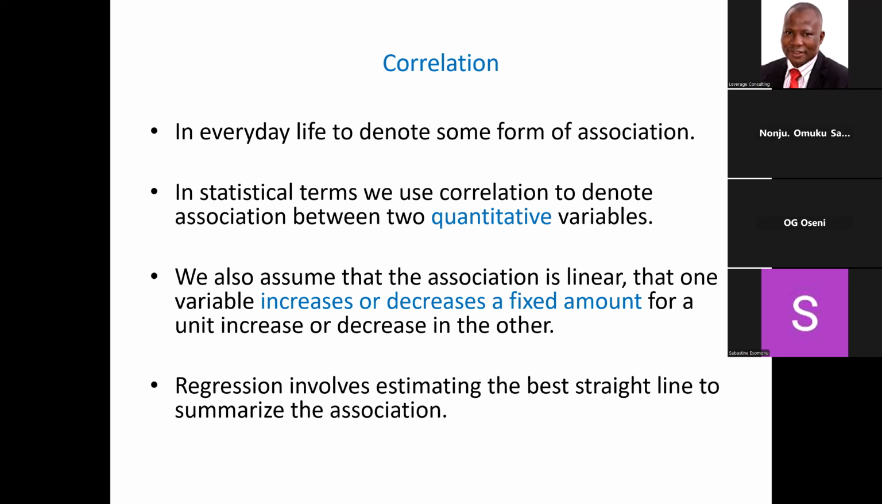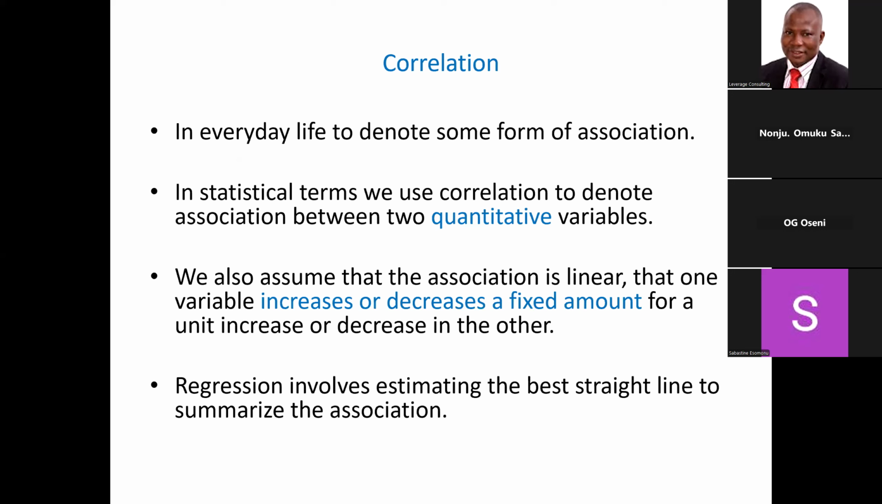In everyday life, we use correlation to denote some form of association. In statistical terms, we use correlation to denote association between two quantitative variables. We also assume that the association is linear, that one variable increases or decreases by a fixed amount for a unit increase or decrease in the other.